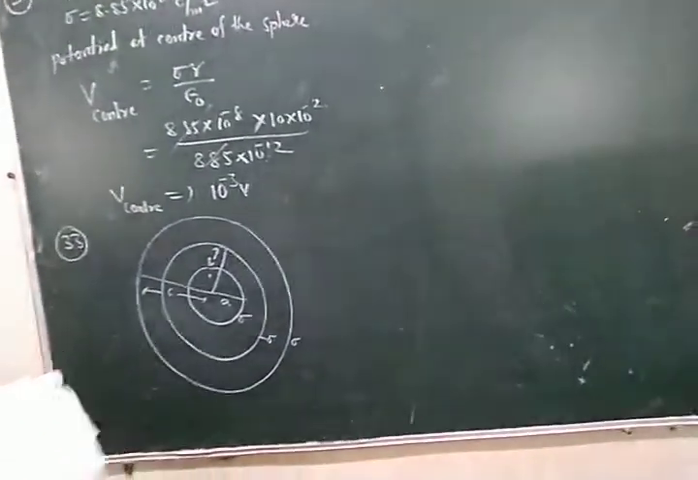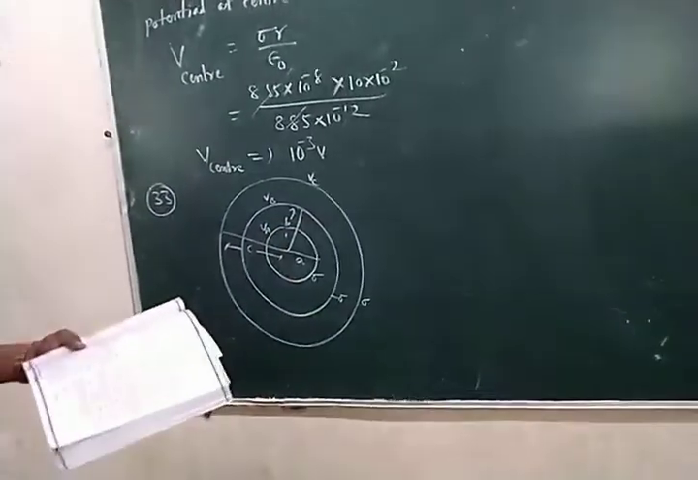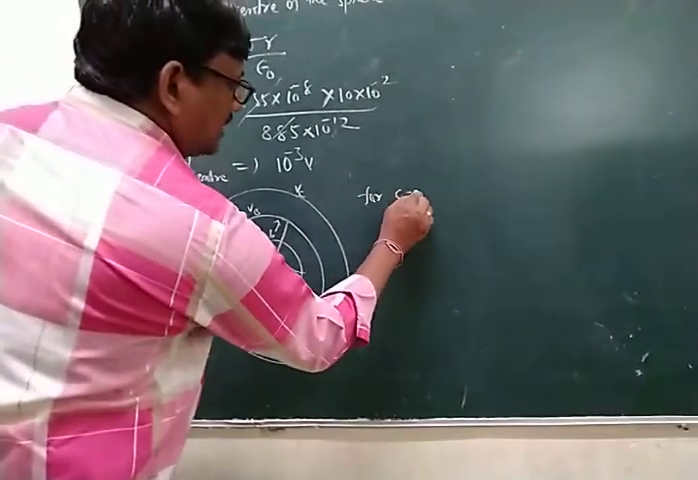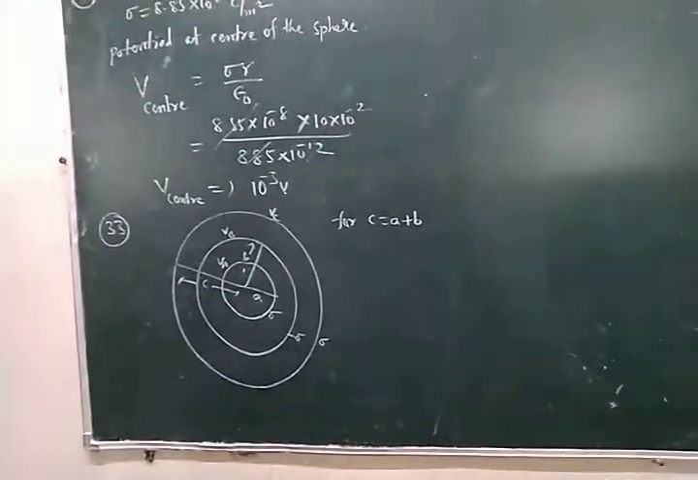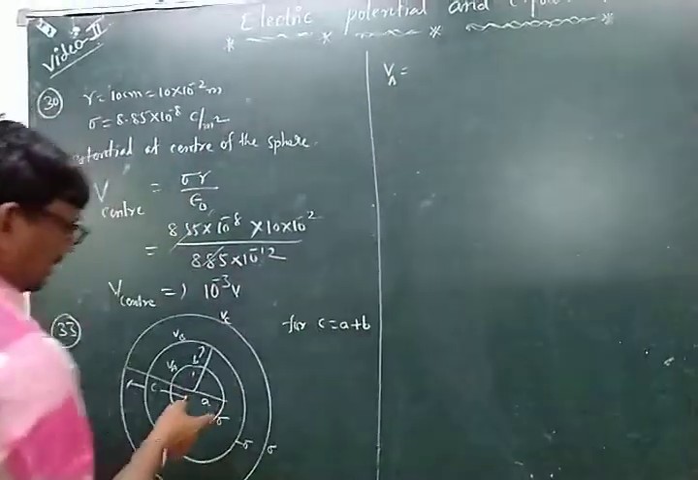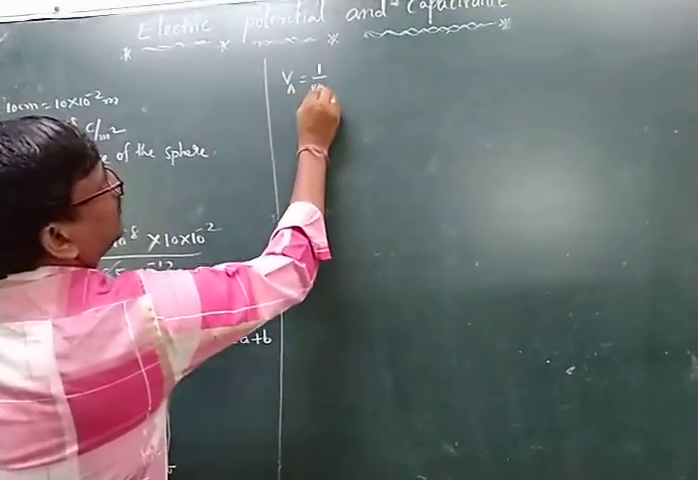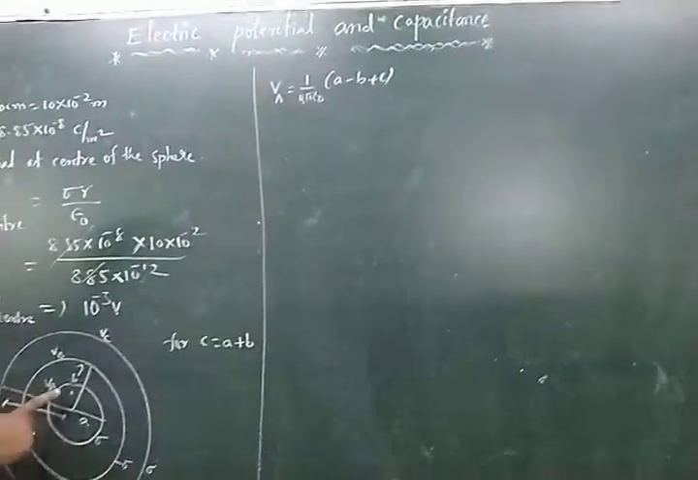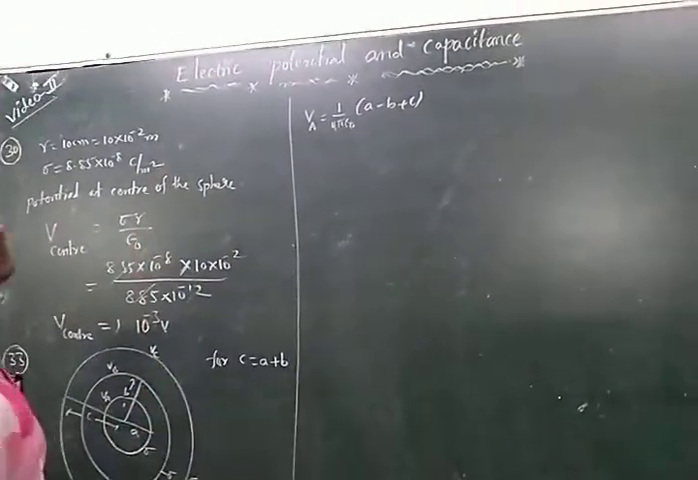If VA, VB, VC denote the potential of the shells, then C is equal to A plus B. See how here we find the condition. First of all, we can find out the potential of a spherical shell. The potential of a spherical shell is the formula 1 by 4 pi epsilon, A minus B plus C, because the second one has the negative surface charge density and the others positive. That's why it is minus A plus B.